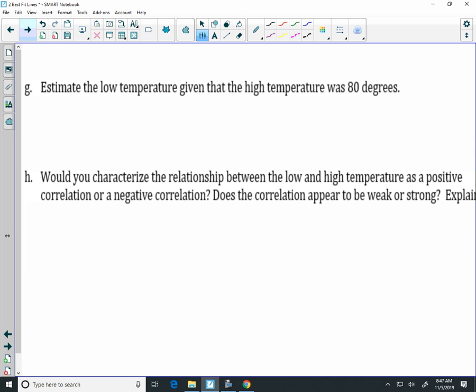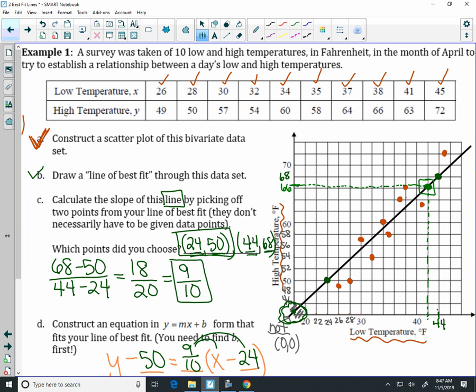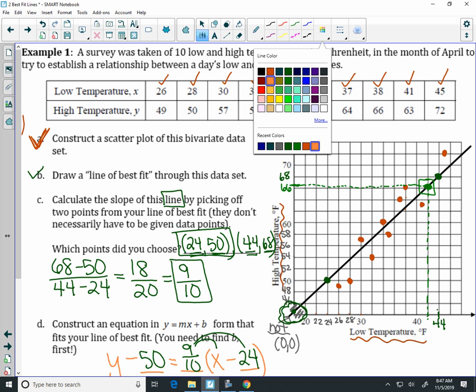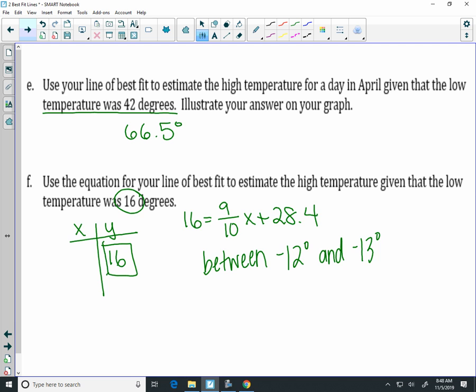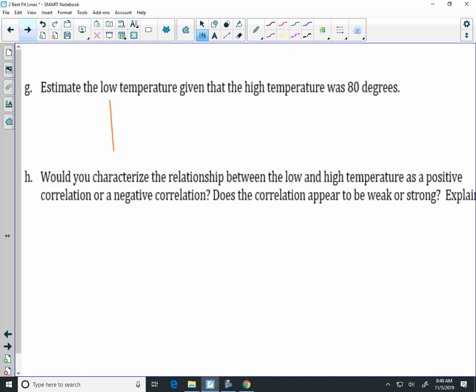So I'm going to go back to the graph here. Again, high temperature is on our y-axis. So if I look out here at 80, let's see, here was 70. Oh, that's off my graph. 72, 74. So we're going to have to use our equation instead. Again, our high temperature, we want 80 out here as your high temp.